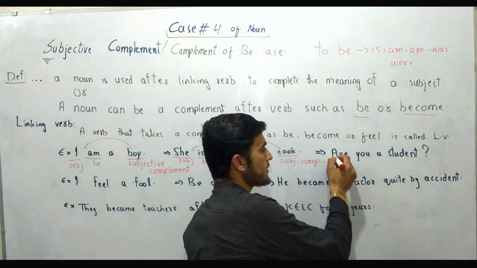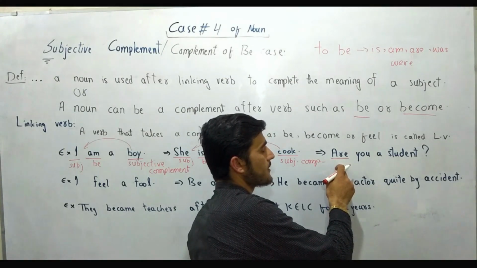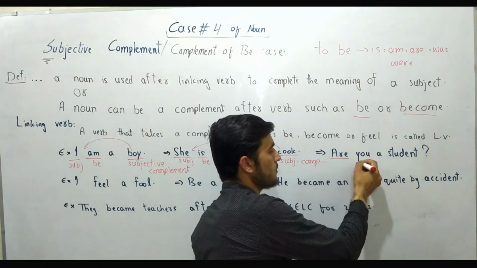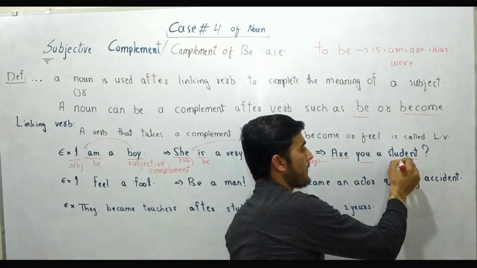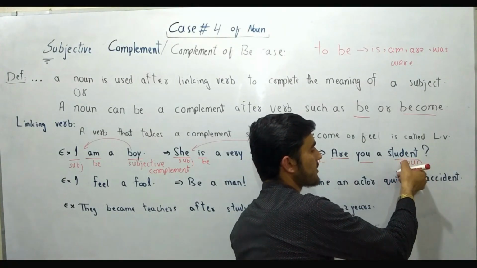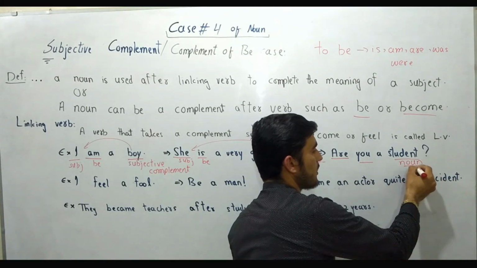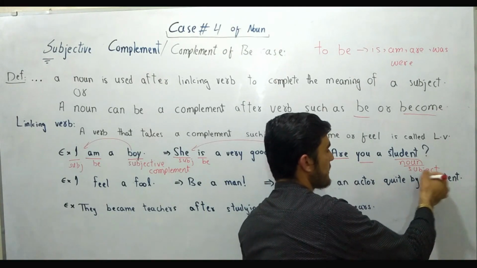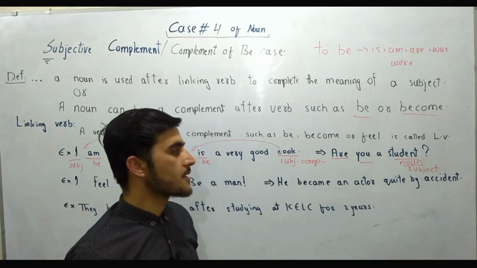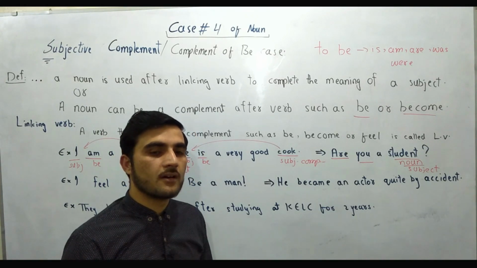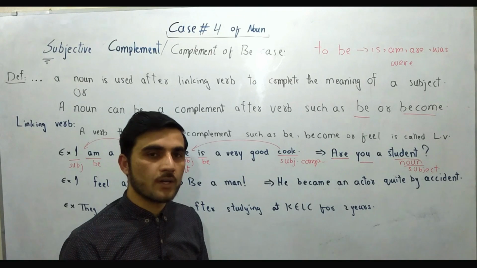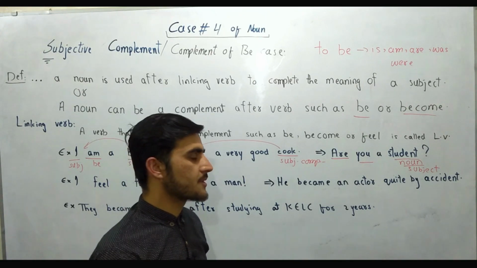Are you a student? The word are is put before the subject. You is our subject, and a student, that is a noun here, functions as subjective complement because it completes the meaning of the subject. Are you what? A student. So whenever a word or a phrase answers the question what, that will be a complement.